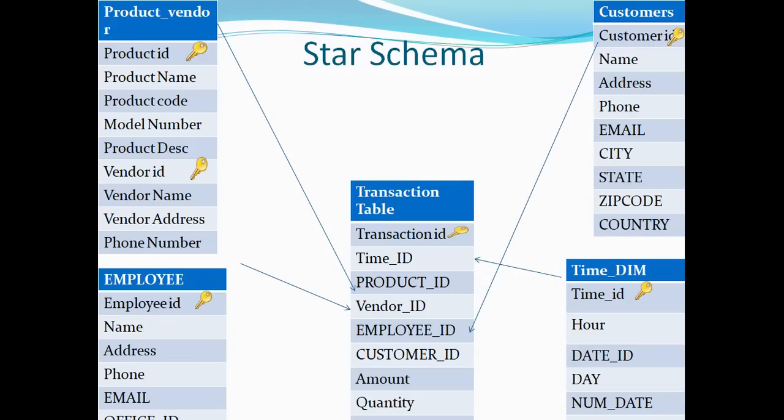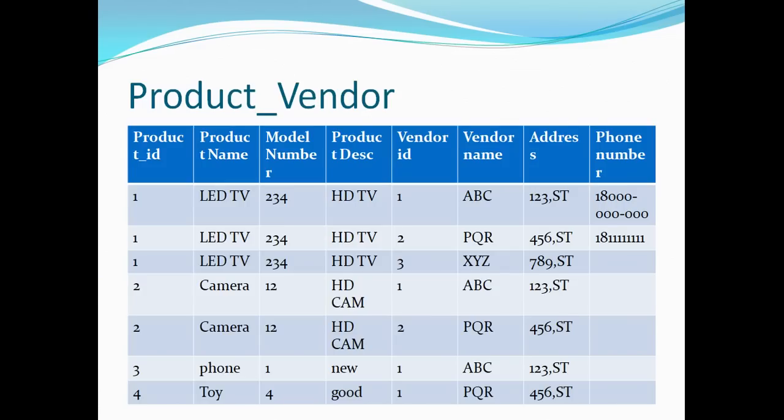Let's go ahead and see how our data will look. So this is our product and vendor table. Here the product ID is 1. The LED TV with model number 234 is sold by vendor 1, 2 and 3. These are the vendor names. Obviously they are dummy names. They live at different streets. Their phone number is this. So a particular product, be it LED TV or camera, can be sold by multiple vendors.